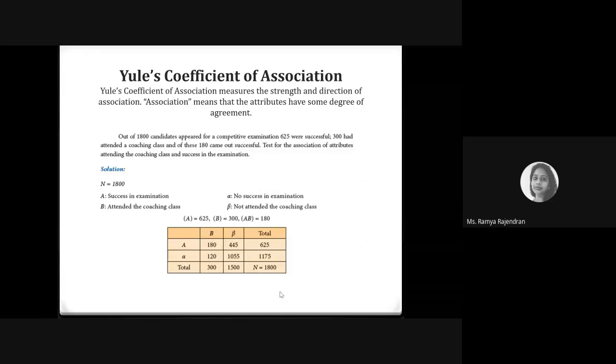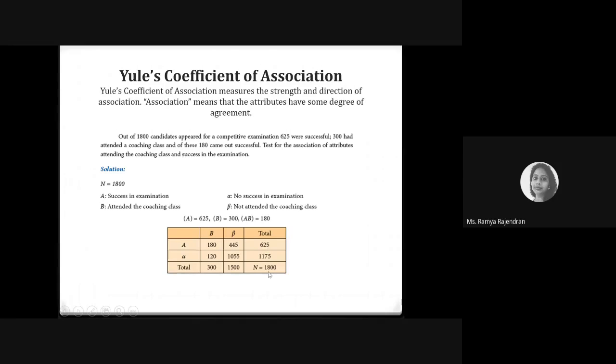So we have 1,800 students attending the examination, out of which 625 students were successful. Out of this, 300 people have attended the coaching class, and out of this 300, 180 became successful. So we found out this tabular column. We have A as 625, which is successful people.